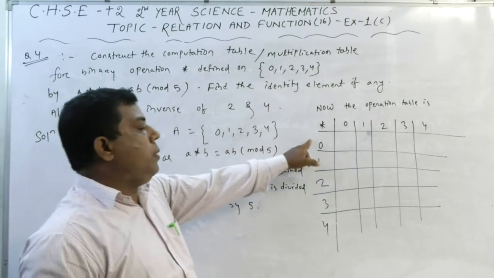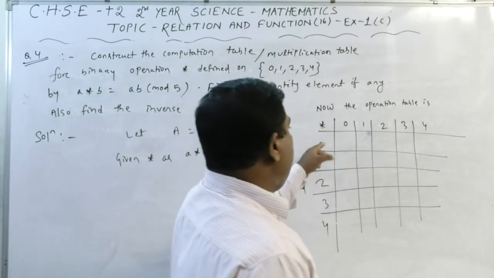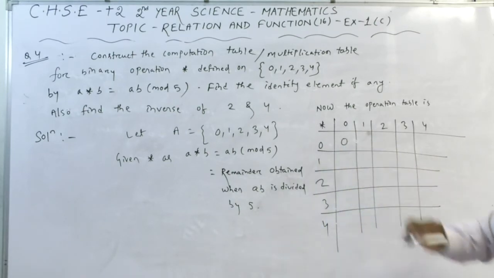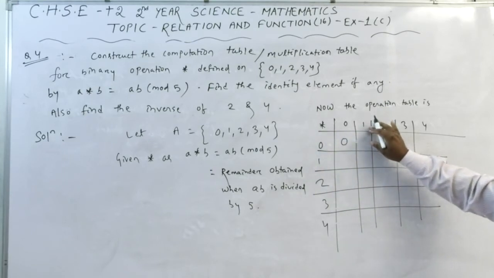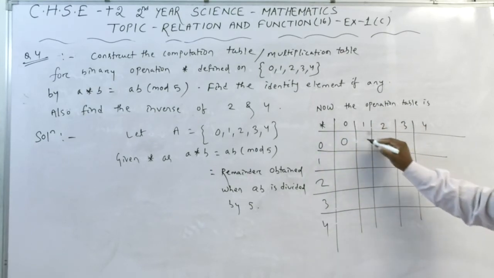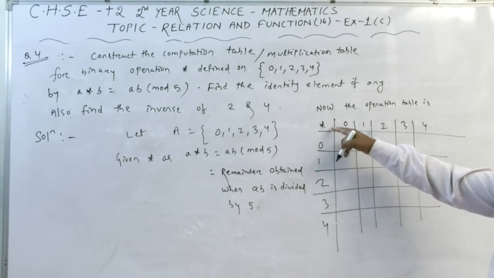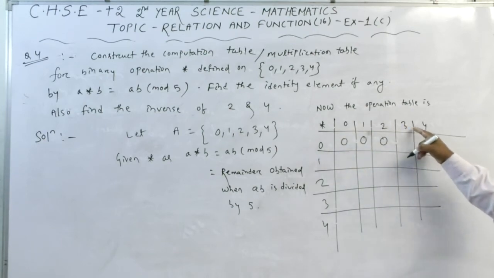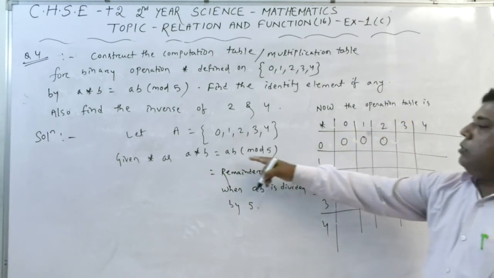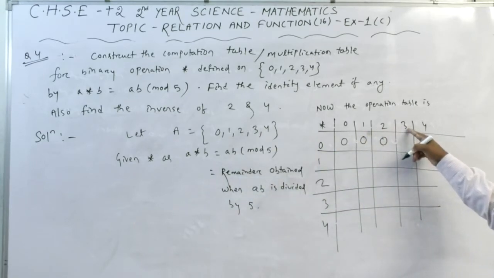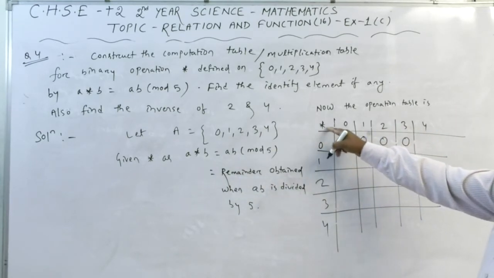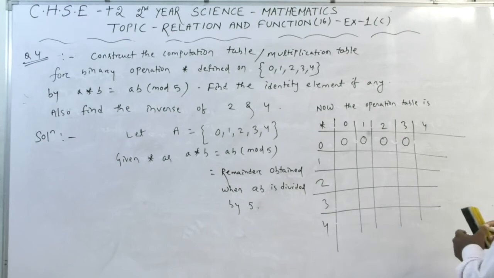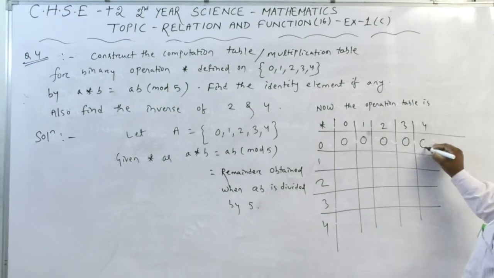So you see 0 operation with 0. It is 0. When you divide 0 by 5, you will get 0. Now 0 operation with 1, it is 0, so 0 modulo 5 gives 0. Now 0 star 2, it is 0, so the remainder is 0. 0 star 3, 0 multiplied with 3 is 0, and 0 modulo 5 is 0. And 0 star 4, 0 into 4 is 0, so when you divide it by 5, you will get the remainder as 0.